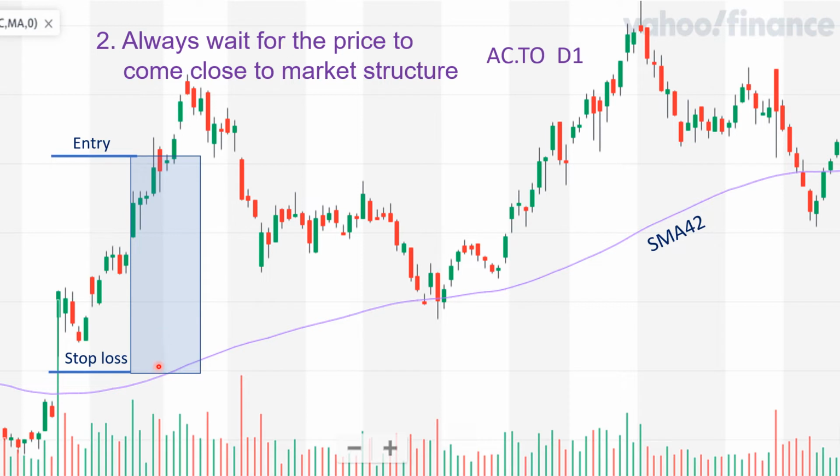And you will have a poor risk to reward ratio, so wait until the price comes close to the market structure. So this way you can enter the trade and you can ride on a big trend like this, and then you will be able to exit the trade at this point. That's the swing high, and because of this shooting star at the top of an uptrend.